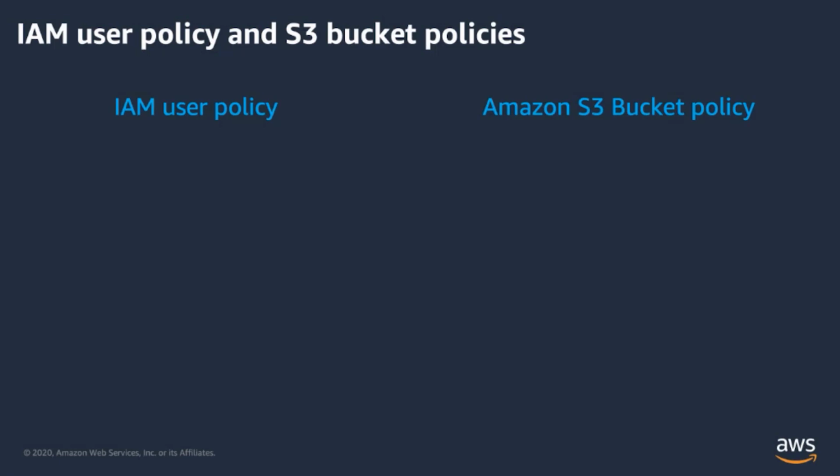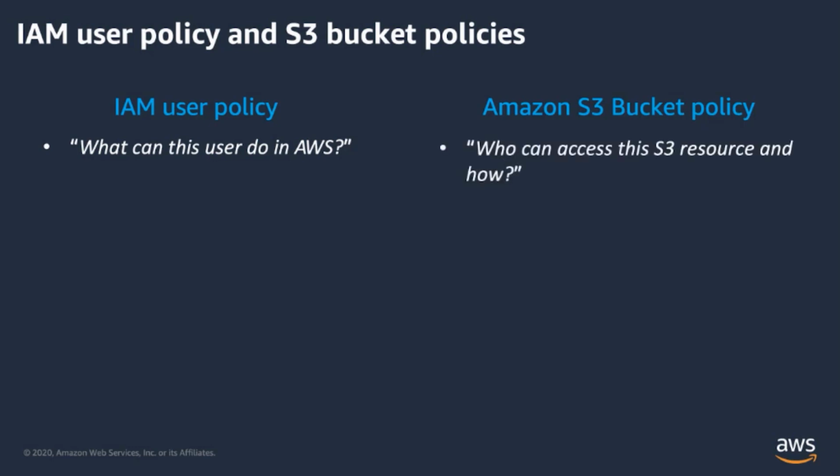But first, let's talk about the difference between IAM policies and a bucket policy. As I said, an IAM policy defines what a user can do within AWS, and an S3 bucket policy defines who can access this S3 resource and how.